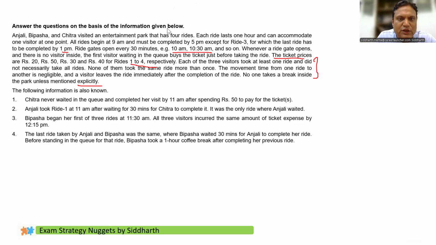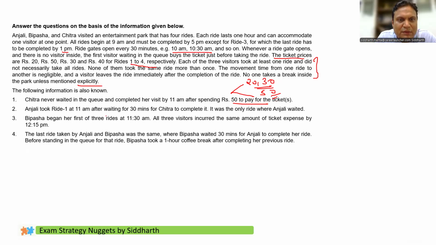Chitra never waited in the queue and completed her visit by 11 a.m. So Chitra leaves by 11 a.m. after spending 50 to pay for the tickets. From here itself, I can infer that either Chitra has spent 20 and 30, or Chitra has spent 50. That is the inference I can directly draw, isn't it? There are only two possibilities: either she has spent 20 plus 30, two rides, or only one ride of 50 rupees.